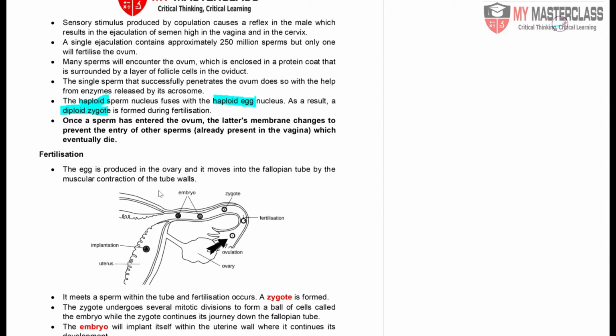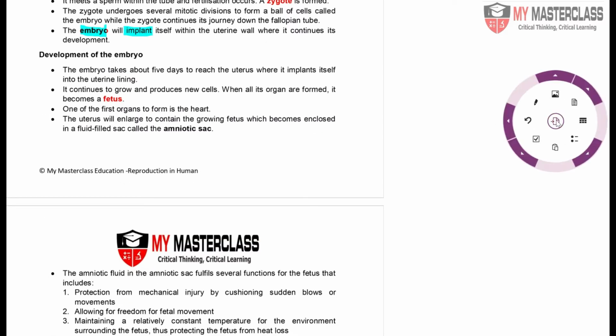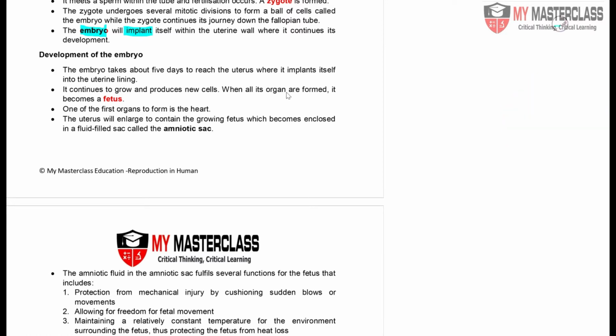Okay, now fertilization, what you do have to take note of are the different terminologies. Once there is fertilization, the ball of cells is referred to as the zygote. The zygote will continue to mature along the oviduct or the fallopian tube, and it will be termed the embryo. Once implantation has taken place, it is called the embryo, no longer the zygote. It is not yet a fetus because it has just implanted itself. Once the embryo continues to grow and form organs, etc., that will become a fetus.